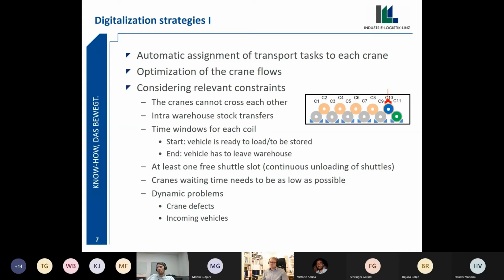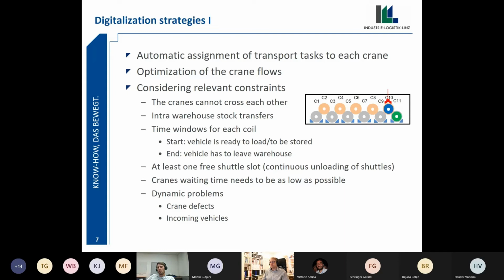In the best case, we do the stock transfers before the loading, so we have a better or continuous utilization of the cranes. At least we have to have one free shuttle slot because of the issues that arise if the plant has to deliver more coils. So we don't want to stop the production plant.